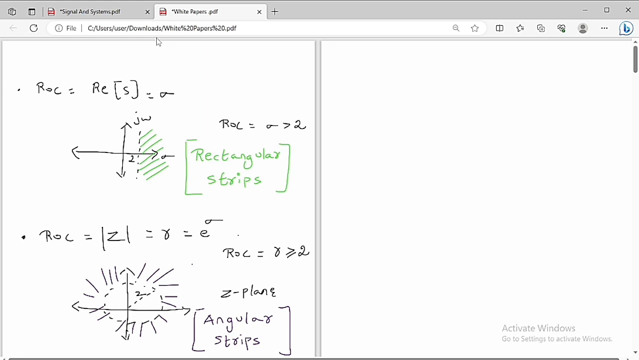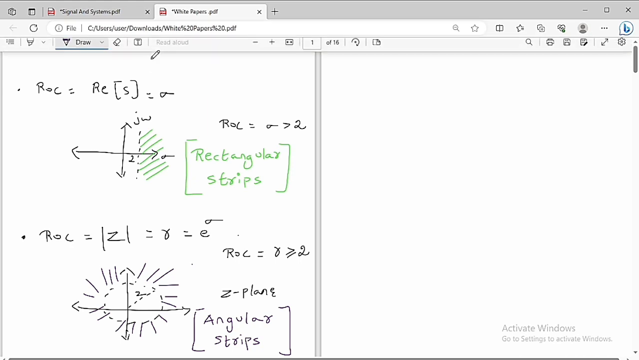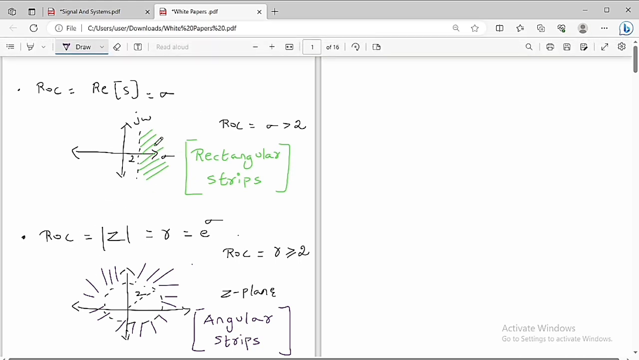So finally I can say the ROC in the case of Laplace transform is a rectangular strip, whereas the ROC in the case of the Z transform is an annular strip. I explained this in a very detailed format also. So these things you always have to keep in mind.